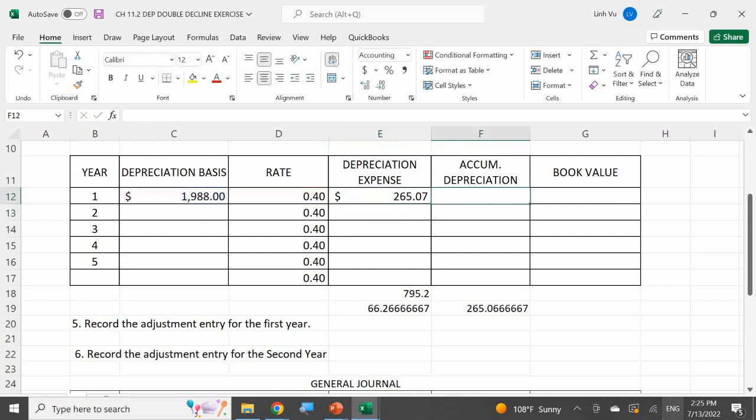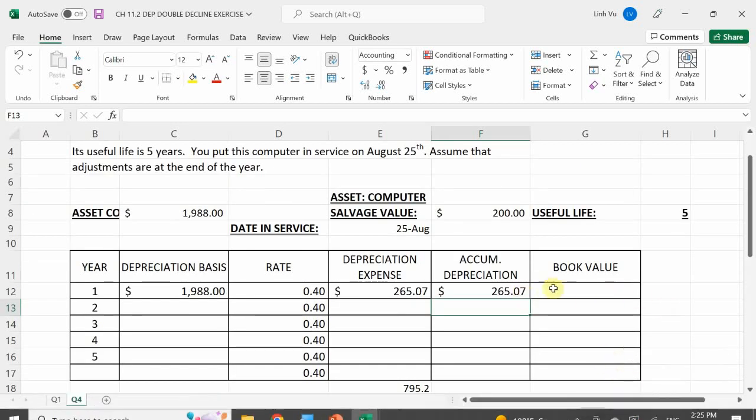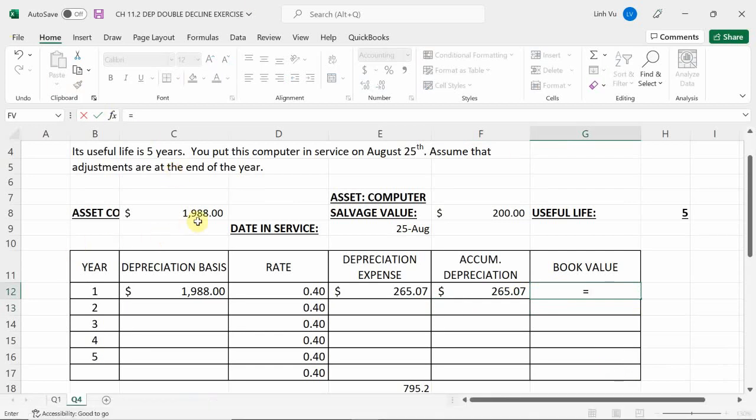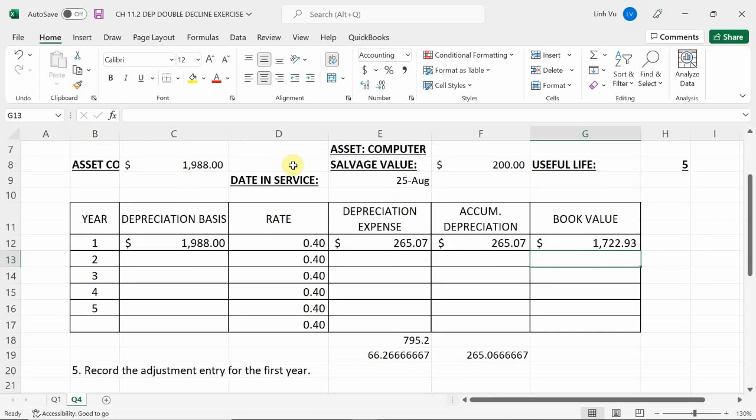All right? So then therefore, my accumulated depreciation for the first year is going to be the same as my depreciation expense. So what's my book value going to be now? 1722.93. So we're going to take my 1988 and we're going to subtract the 265.07 to give you that 1722.93. Okay. All right, so let's keep solving.